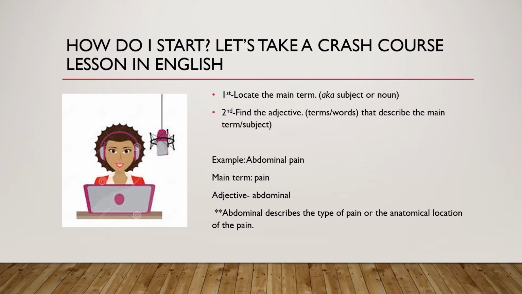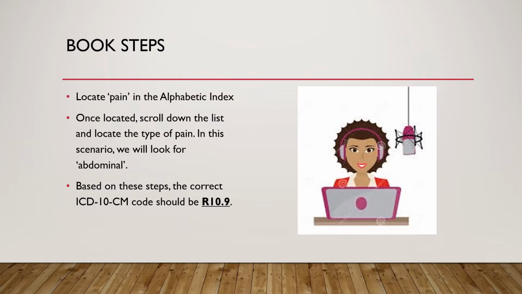Therefore, our pain is our main term. That's the issue that we're dealing with, or the patient is presenting to the office or to see the doctor for. And the abdominal just describes where the pain is located. So in our book steps, we're going to locate pain in the alphabetic index. Once located, we're going to scroll down the list and locate the type of pain. And in this scenario, we will look for abdominal. So based upon these steps, the correct ICD-10 CM code should be R10.9.